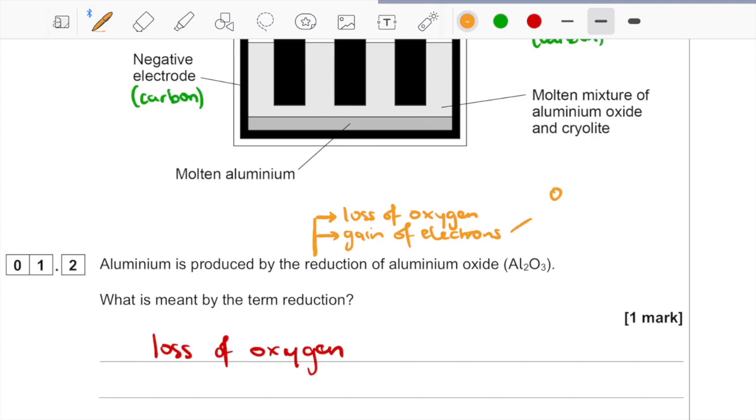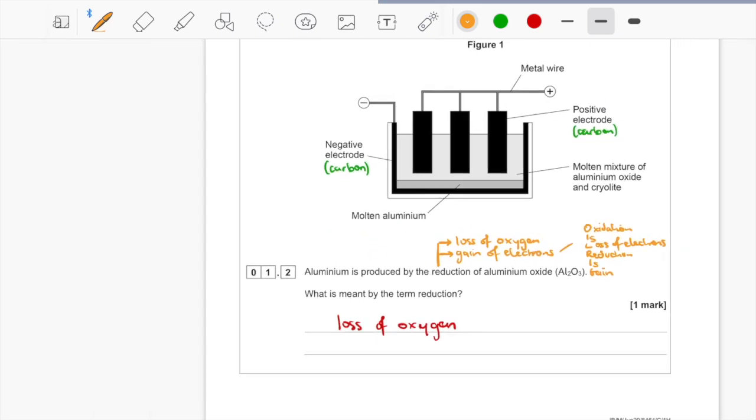So we'll just put the OIL RIG here just to remind ourselves. So that's oxidation is loss, and that's of electrons. And then reduction is gain.